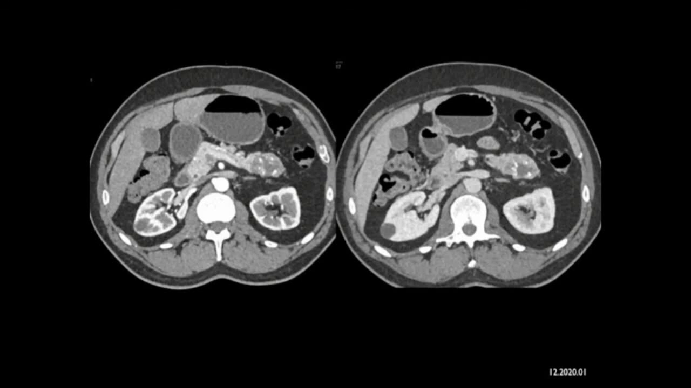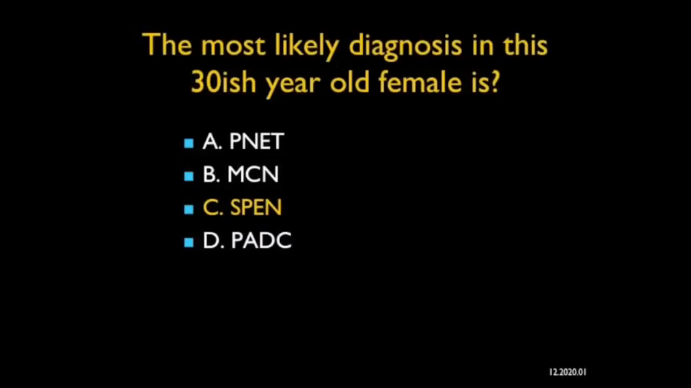Often it is calcified, maybe 30%. Cystic and solid. MCNs are occasionally calcified, but then more cystic. And neuroendocrine is typically more vascular. And this indeed was a SPEN tumor. Just a terrific example.